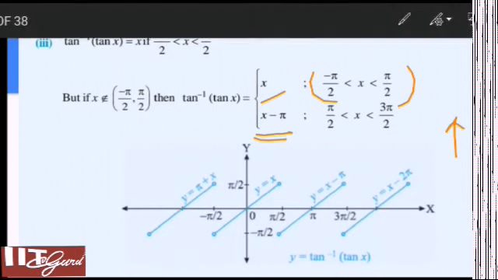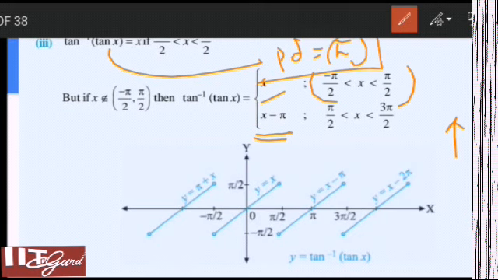The period of tan x is pi, so tan inverse tan x is also pi. So after every pi, it repeats its behavior. You see tan inverse tan x here, like this.